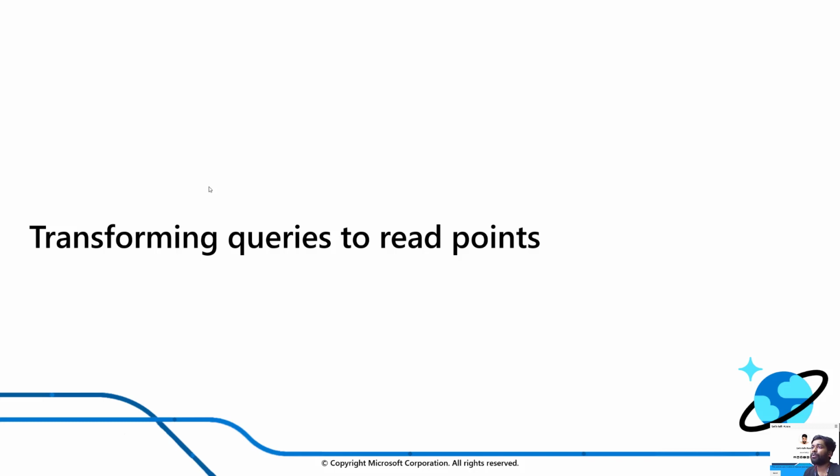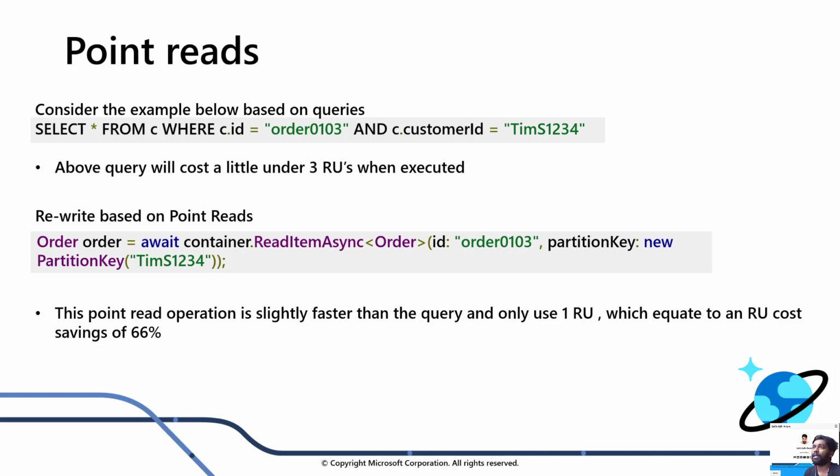So now let's see how to transform your queries to point reads. The point reads are nothing but whenever you are configuring a Cosmos DB, you will be mentioning the partition key for a particular collection. So make sure you are choosing this partition key wisely, so that if you make use of this partition key along with the ID in your query, it will be much faster, and you will be ending up using much fewer RUs when compared to using the traditional query that we can see here.